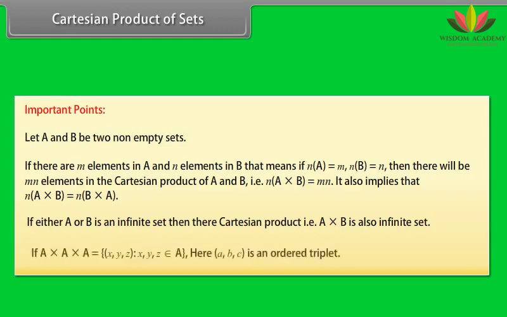A cross A cross A is equal to {(x, y, z)} such that x, y, z belongs to A. Here (a, b, c) is an ordered triplet.